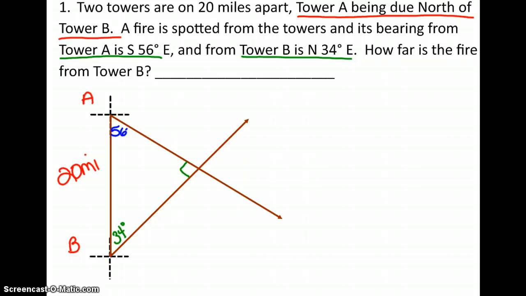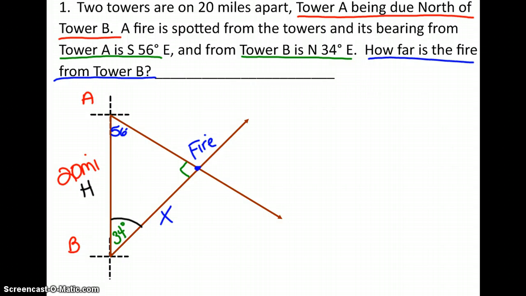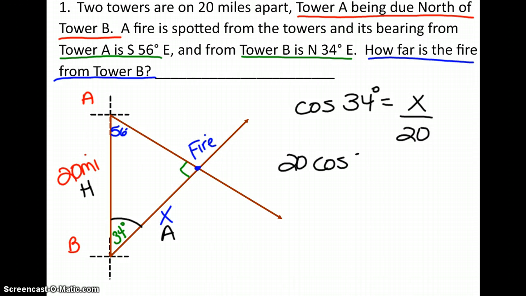I need to find how far the fire is from Tower B. So this point of intersection is the fire, so I'm finding this. We use SOHCAHTOA, and we could use either reference angle. So if we pick 34 as the reference angle, hypotenuse adjacent means that the cosine of 34 degrees is equal to x over 20. We multiply 20 times the cosine of 34 to get x, and we have x is approximately 16.58 miles.